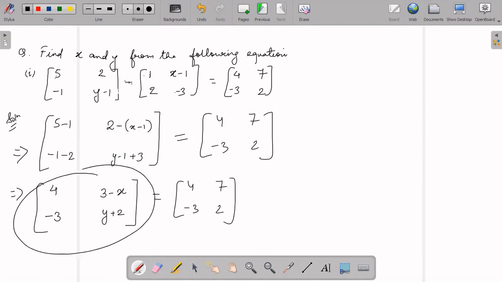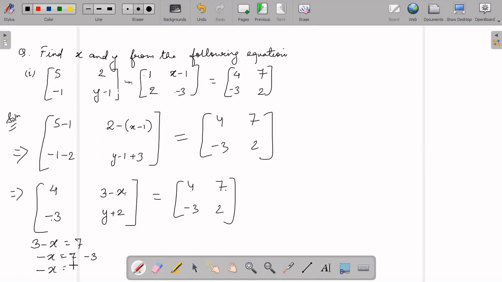Now two matrices have come equal. What does it mean? That each corresponding elements are equal. 4 is equal to 4, minus 3 is equal to minus 3, 3 minus x is equal to 7. So लिखो 3 minus x is equal to 7. Hence minus x is equal to 7 minus 3. Hence minus x is equal to 4 and x is equal to 4. तो x का वैल्यू आ गया 4. X is 4 without a doubt.